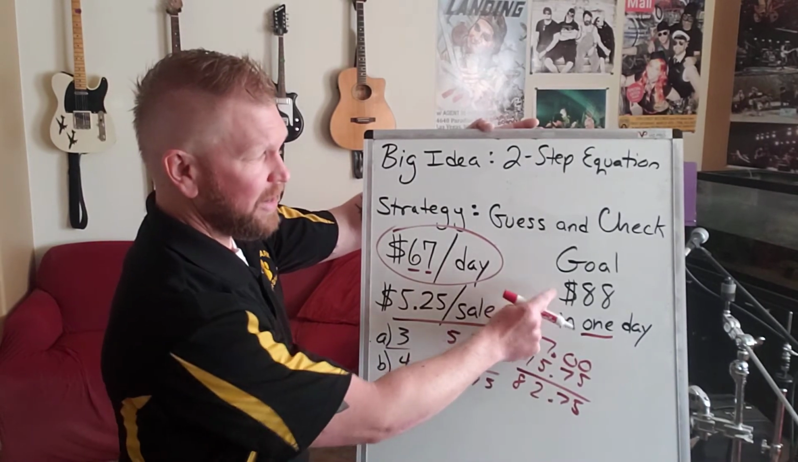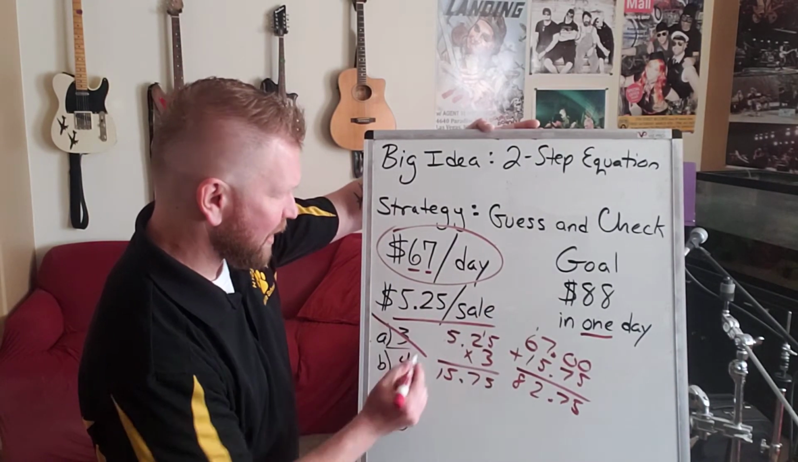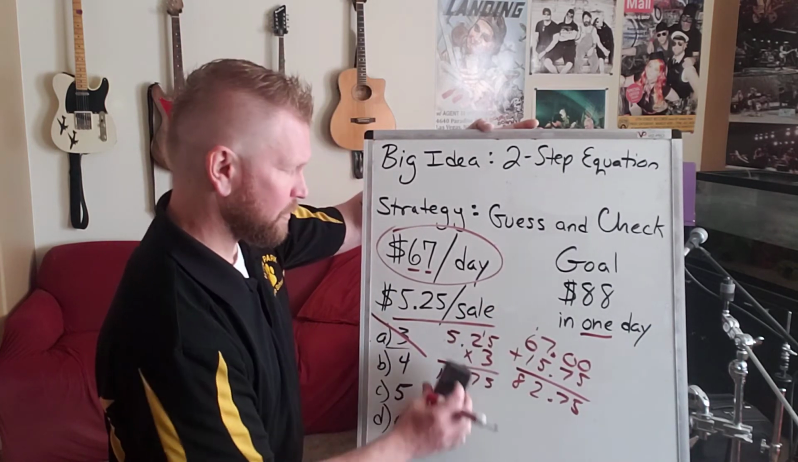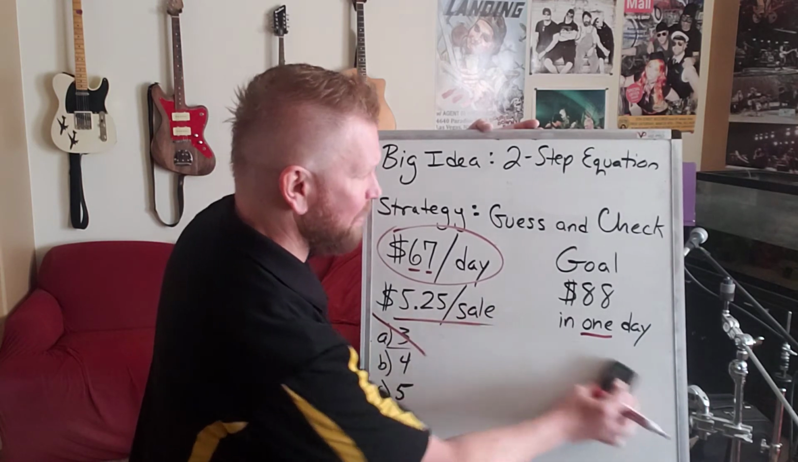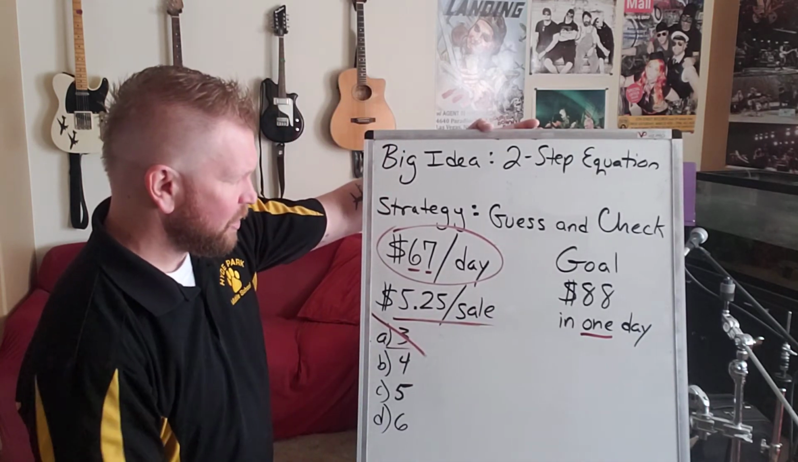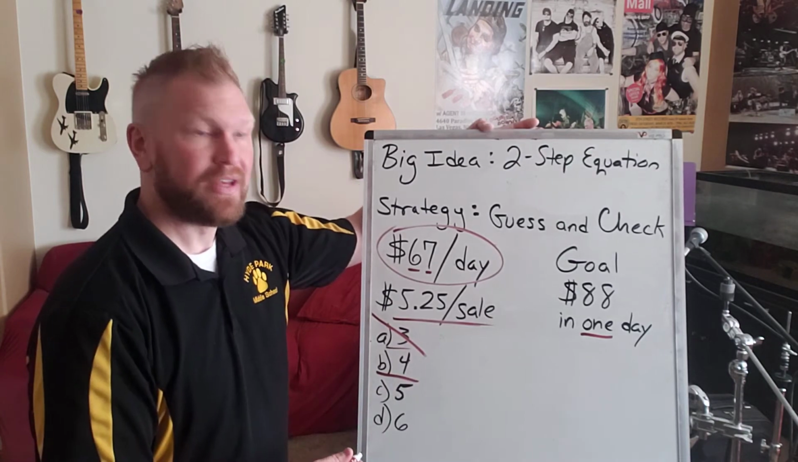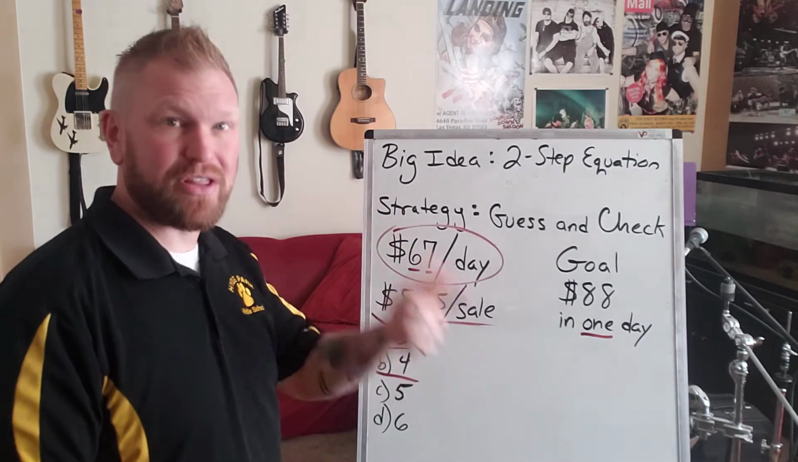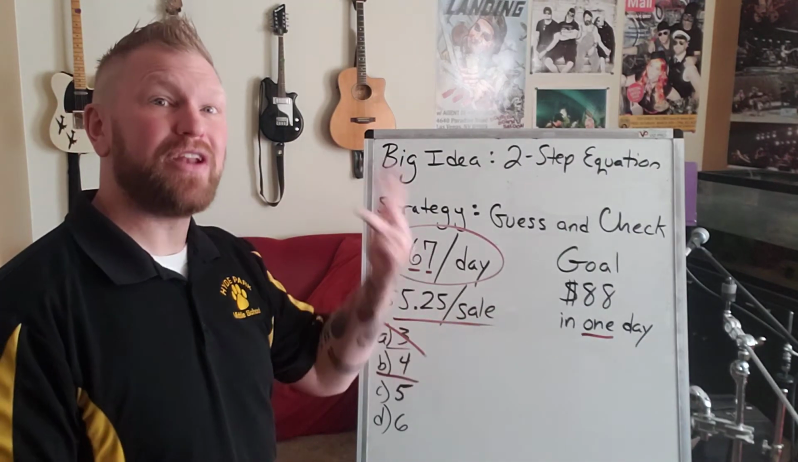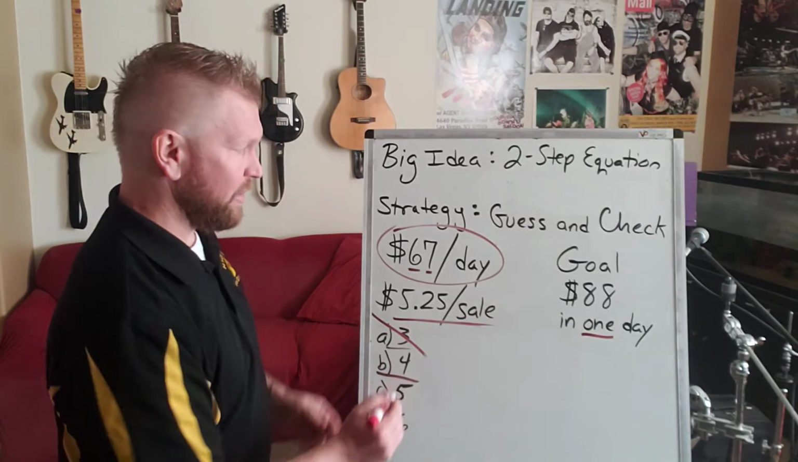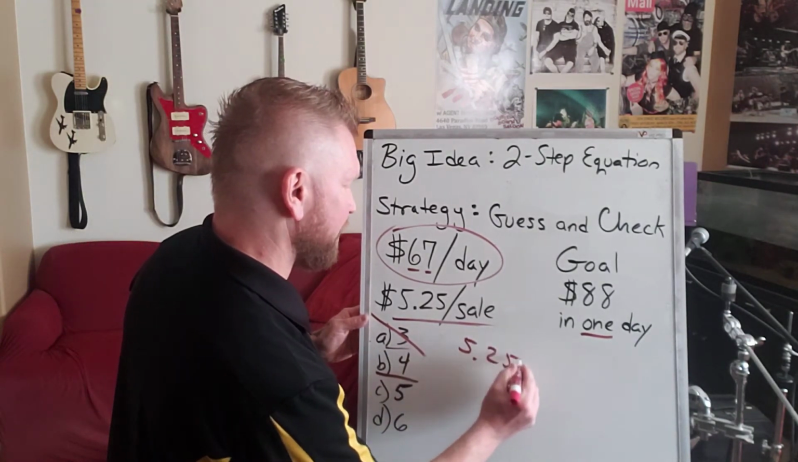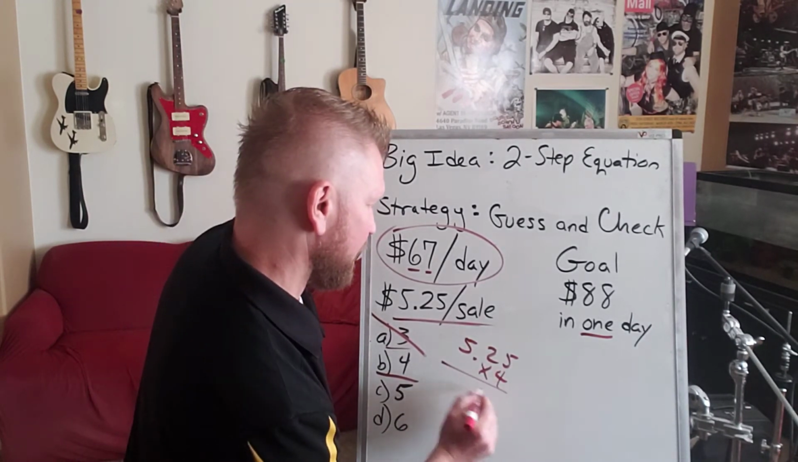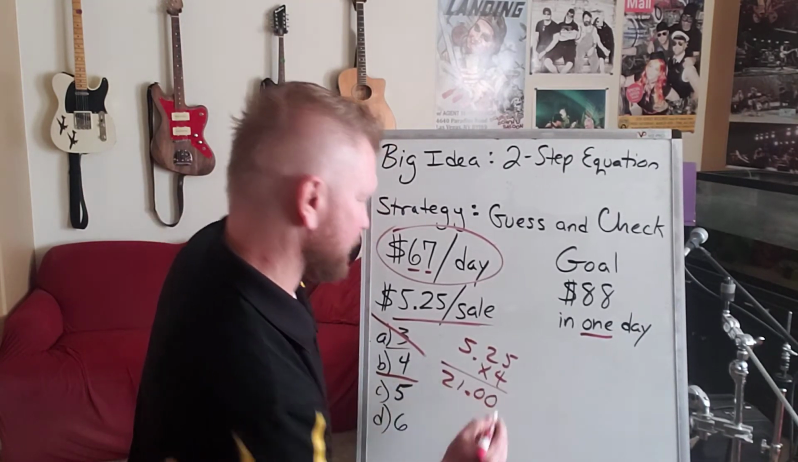So we're trying to make the goal of $88, so 3 did not get us there. We need more sales to get more money. So let's try 4. So what would you do to figure out how much money you would make in a day where you have 4 sales? So again, you'd make $5.25 for each of those sales. So $5.25 plus another $5.25 plus another $5.25 and another $5.25. Or you could do $5.25 times 4 to see how much money you would earn. And that is going to be $21.